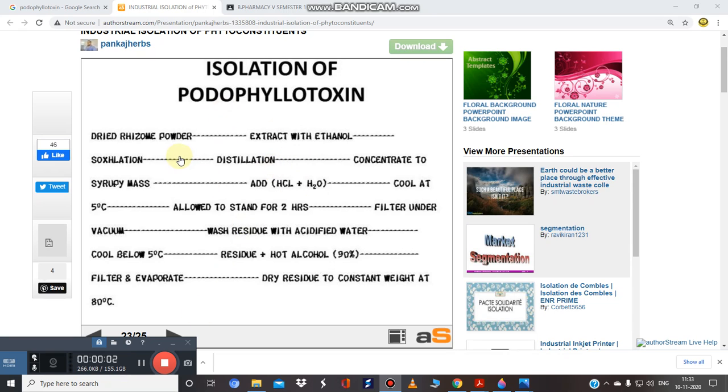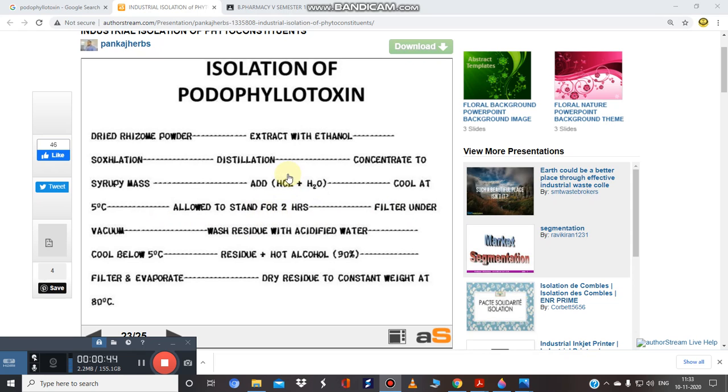See again, powder was taken, you have to isolate podophyllotoxin. So first of all, drug was taken in the powder form, which is the part used, rhizome. Extracted with ethanol in the Soxhlet apparatus, then concentrate to the particular extract form or syrupy mass. Okay, then you will add HCl and water into it, and you will cool at 5 degrees Celsius, and you will set aside for at least 2 hours for the proper reaction of HCl with your extract. Okay, then after this procedure, what you will do? You will filter it again.